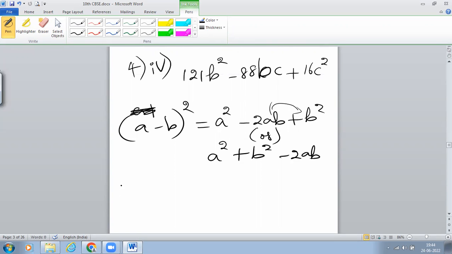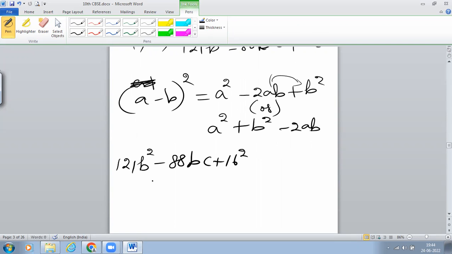See here, the question in this sum is 121b square minus 88bc plus 16c square. Now, first, this 121 is nothing but 11 square. 11 into 11 is 121. 121 is a perfect square. So I can write this 121 as 11 square, into b square we have, minus 88 is there.